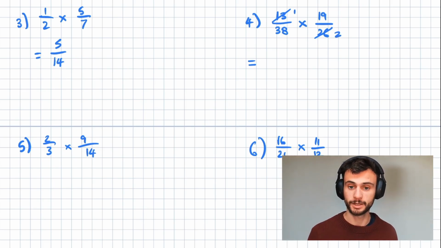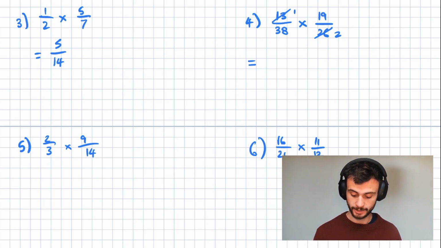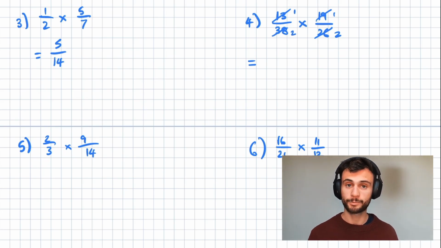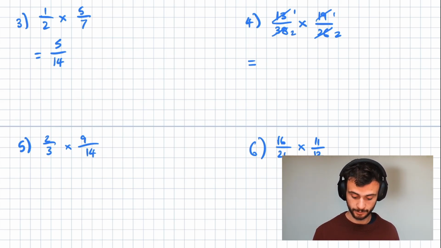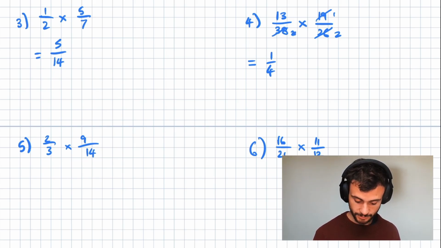13 divided by 13 is 1. 26 divided by 13 is 2. 38 and 19 are both multiples of 19. Divide 19 by 19, we get 1. Divide 38 by 19, we get 2. So we end up doing a half times a half, which is, of course, a quarter. Far, far easier than doing 13 times 19.